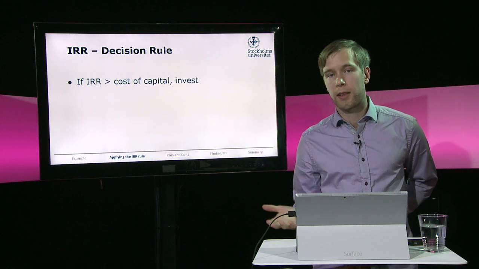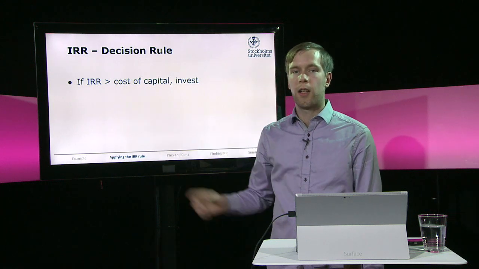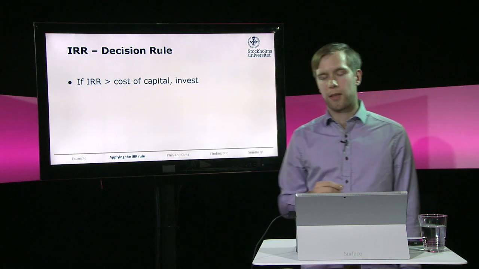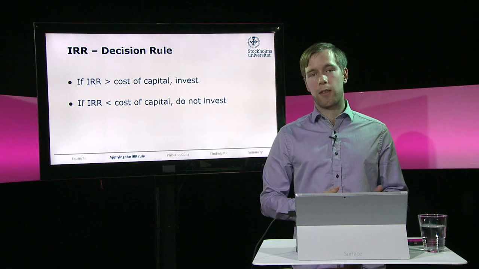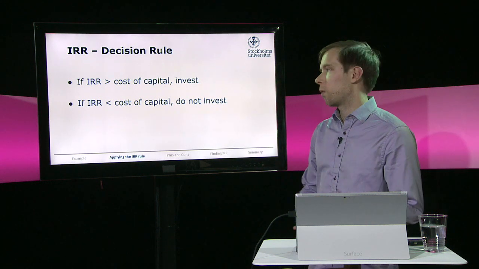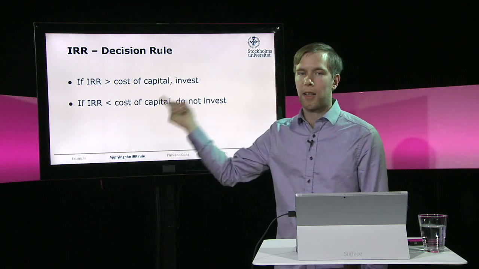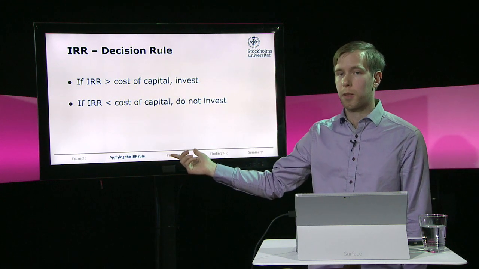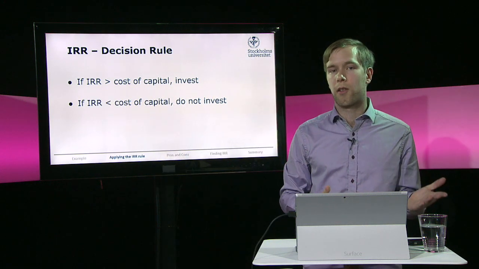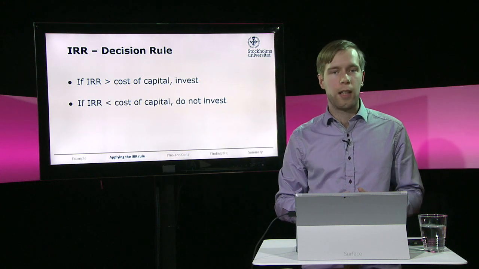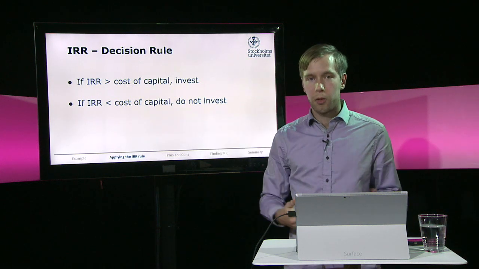Okay, then how is the decision rule made? Well, if the IRR is higher than the cost of capital, then you should invest. If the IRR is less than the cost of capital, then you should not invest. So what does this mean? Well, the cost of capital says that we require at least 10% return on our investments. If the IRR is higher, it means that the investment has a higher return than 10%. So let's say the investment has a 15% return. Well, that's better than just 10%, so we should do it.